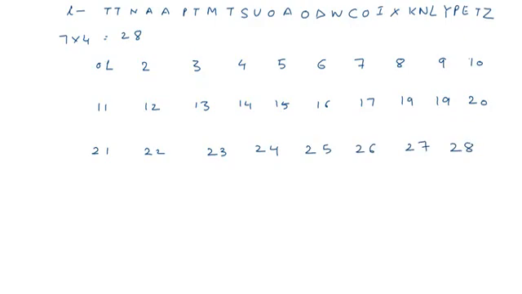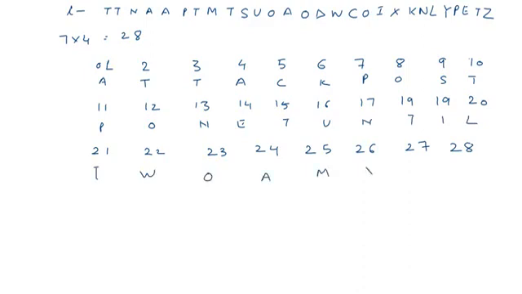So let me write the letters also: the message was attack postponed until 2 AM and XYZ. And when we get this initial ciphertext, you see this T is at position 3, so we get 3.